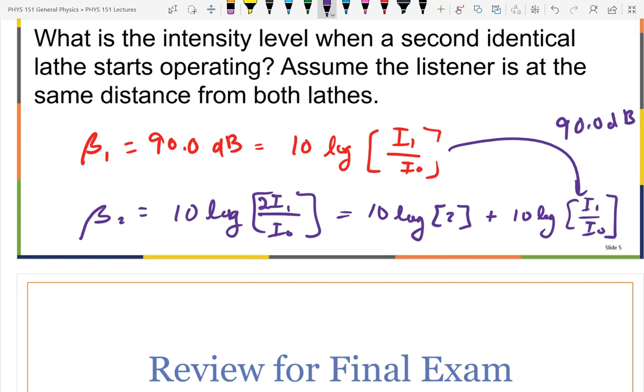And having a second identical one is going to increase the decibel level by, and you put this in your calculator, and you find 10 log of 2 is, okay, I'm going to point to James. Do you have it memorized? No. Okay, go ahead and calculate then.